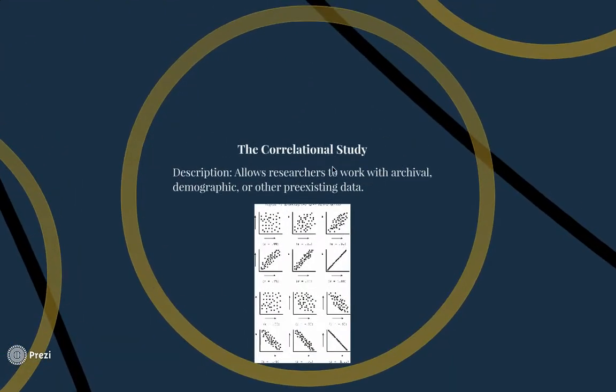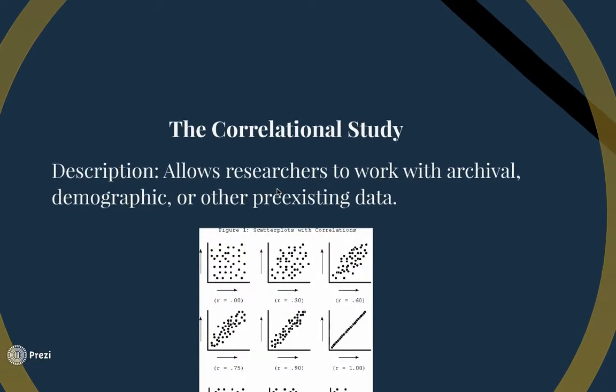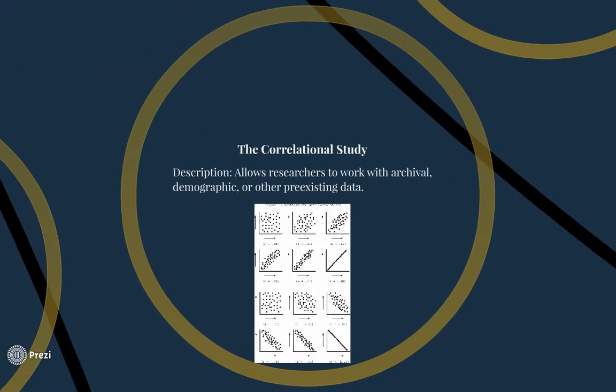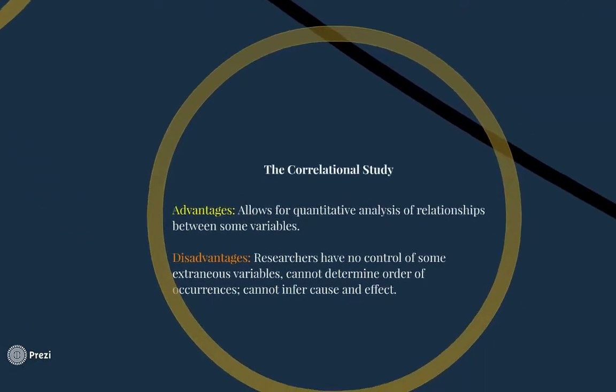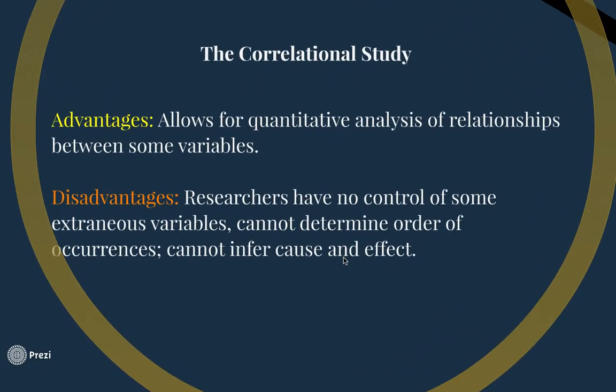When we talk about a correlational study, it allows researchers to work with archival, demographic, or other pre-existing data. If you look right there, there are some correlations: positive, negative, no correlation. Here are some advantages. It allows for quantitative analysis of relationships between variables. So pretty much what a correlational study does is say, here are two variables, variable 1, variable 2, and there could potentially be a relationship between the two.